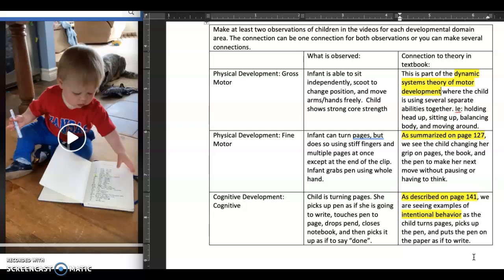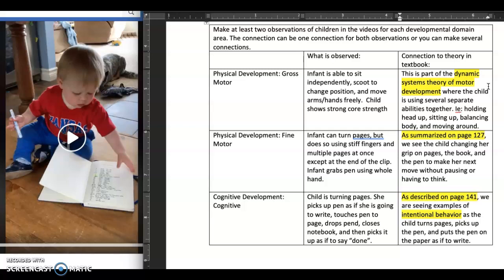Flip to page 124, which is sits alone, crawls, and walks. And when I flip to that page in our textbook, I have dynamic systems theory of motor development. And I reread that paragraph and was like, yes, that's the connection to the textbook. So now I explain the connection to the textbook here. I use this exact title from our textbook, so I know that I am directly referring to the textbook, where the child is using several separate abilities together, i.e. holding head up, sitting up, balancing body, and moving around.